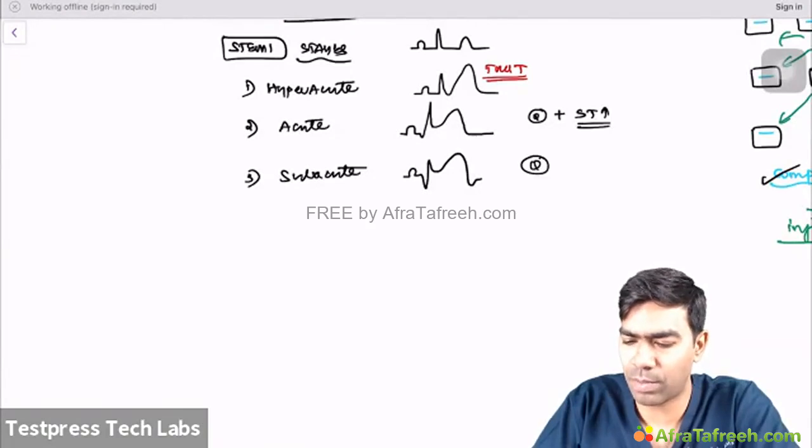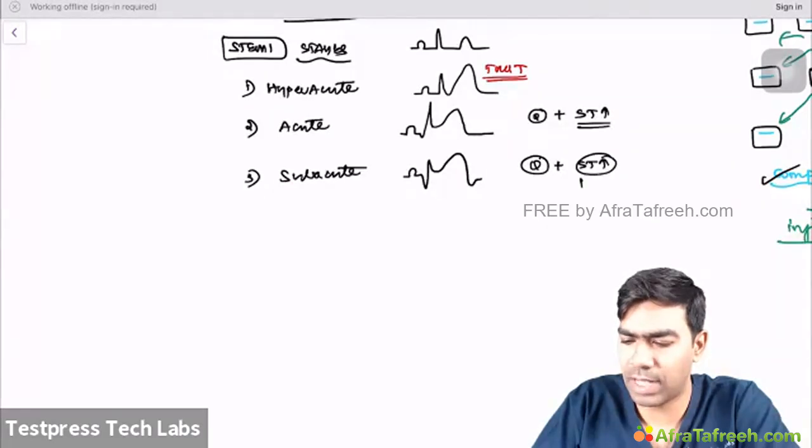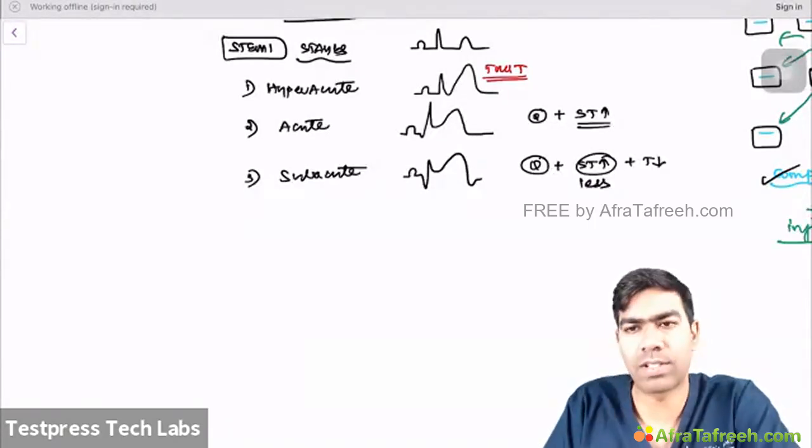So your Q waves will become prominent, and your ST elevation will be there, but will be less compared to that of the previous stage. Plus, at the same time, you are starting to get T wave inversions also in the subacute stage.